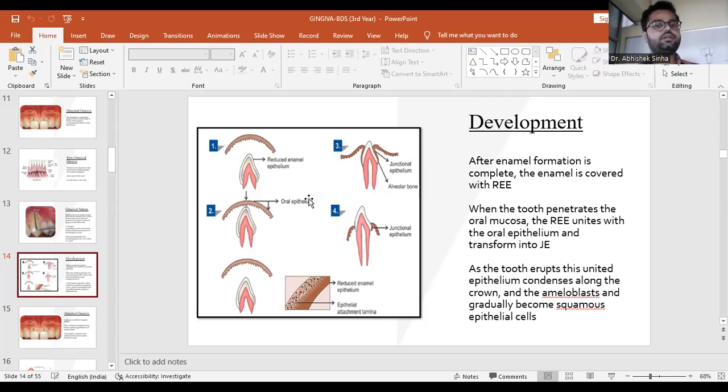I'm repeating this. Once enamel formation is complete, it is covered by reduced enamel epithelium. When the tooth is trying to erupt, it is getting fused with the oral epithelium and transforming into junctional epithelium. And as the tooth erupts, this united epithelium condenses along the crown and the ameloblasts gradually become squamous epithelial cells.